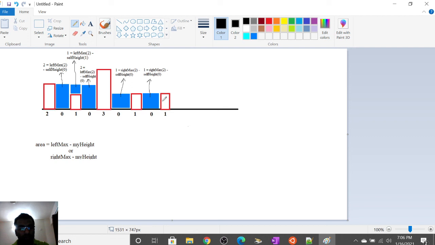If we consider the right side, the amount of water that can be trapped here is right max. In this case right max is 1, minus self height, which is 0, and still the right max is 1. Whether we consider this or this, the amount of water trapped here is 1. So overall, this way we can calculate the water trapped between the buildings.